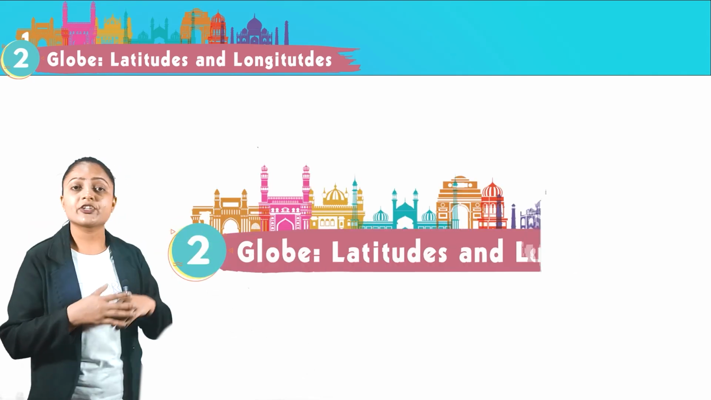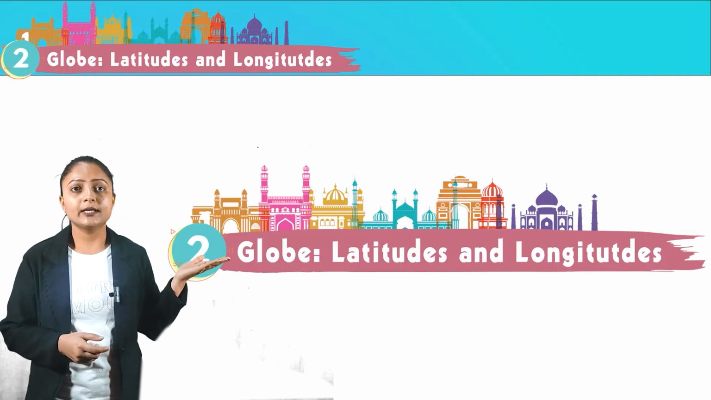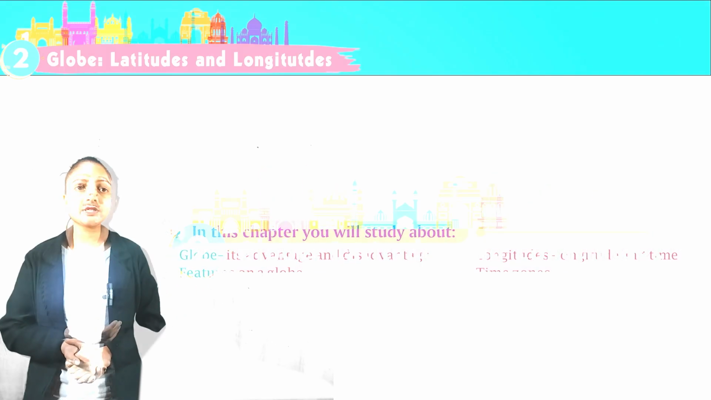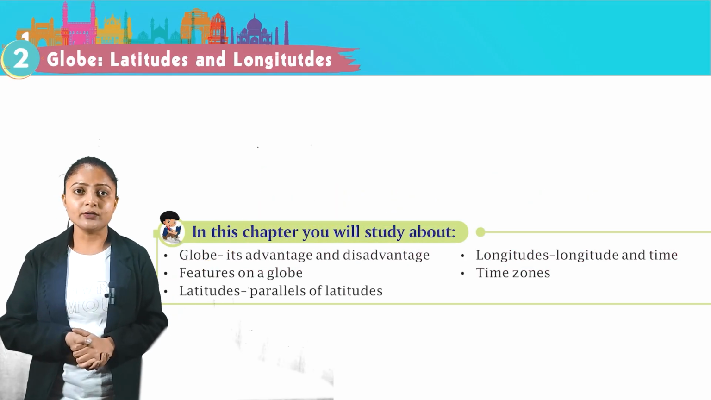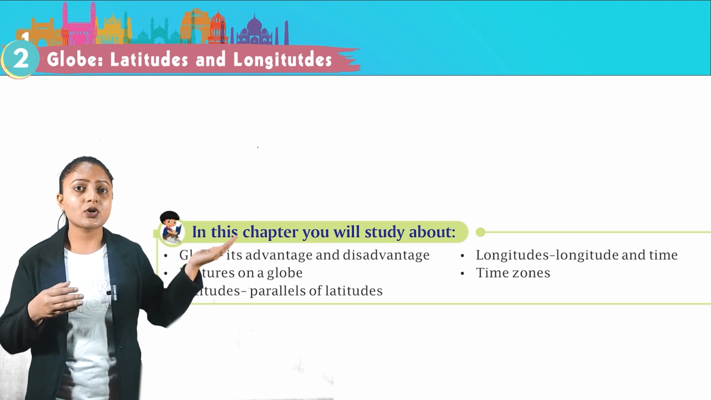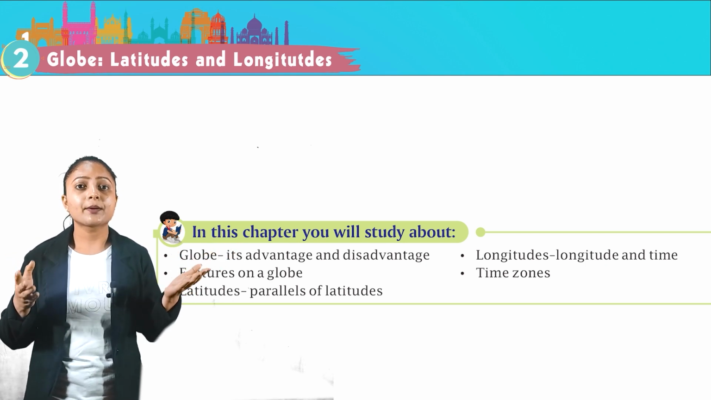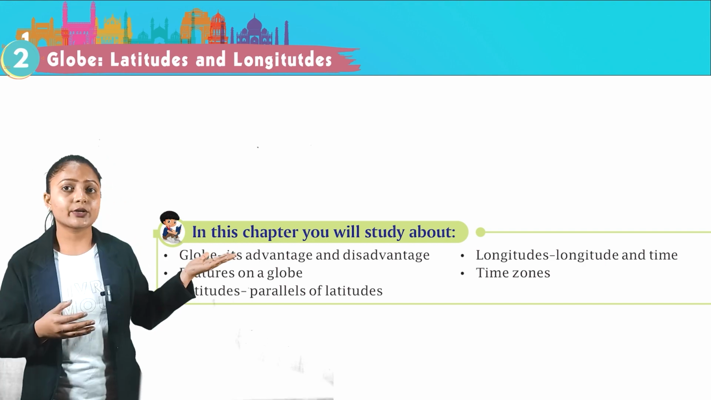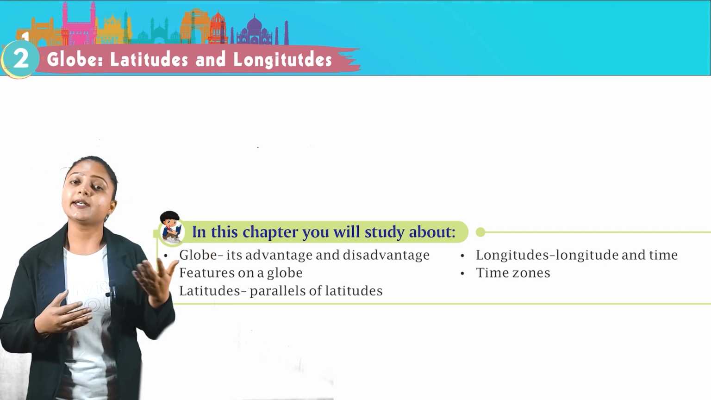Hello students, let's start chapter 2 of our geography textbook, Globe: Latitudes and Longitudes. In this chapter you will study about the globe, its advantages and disadvantages, features on a globe, latitudes, parallels of latitudes, longitudes, longitude and time zones.